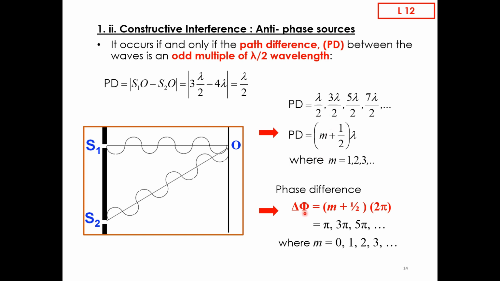Okay, next for the phase difference, which is in terms of pi, the formula we use is delta phi equals m plus half, okay, m plus half times 2 pi. If our order is 0, we substitute 0 here, so our answer is pi. If our order is 1, and we substitute order 1, okay, 1 plus half times 2 pi, so we get the answer 3 pi.